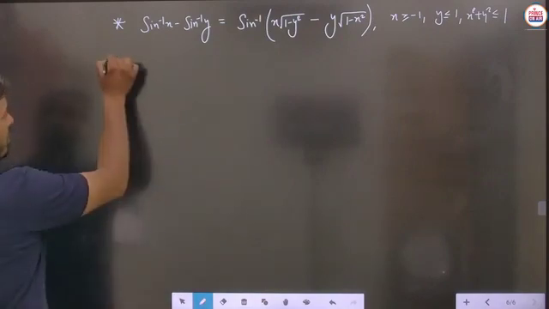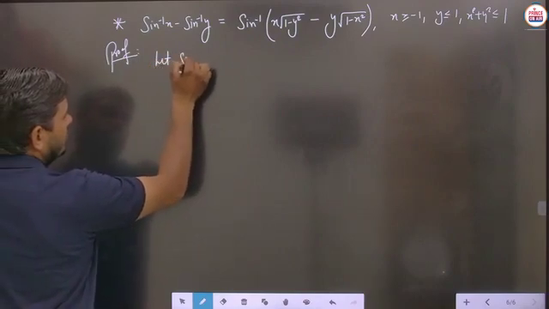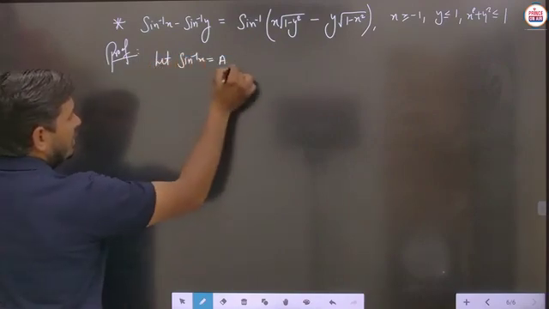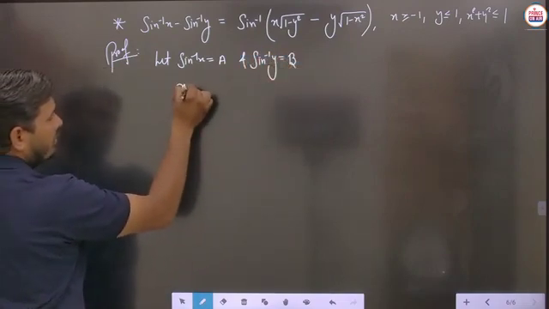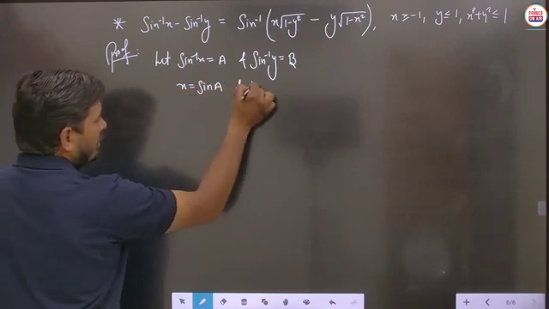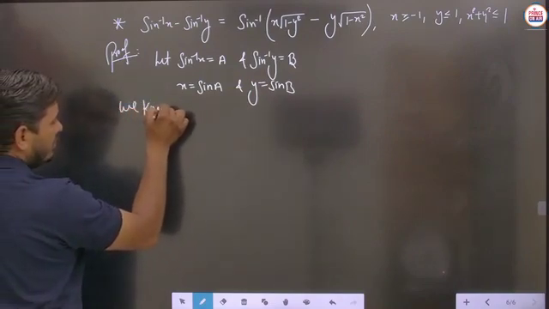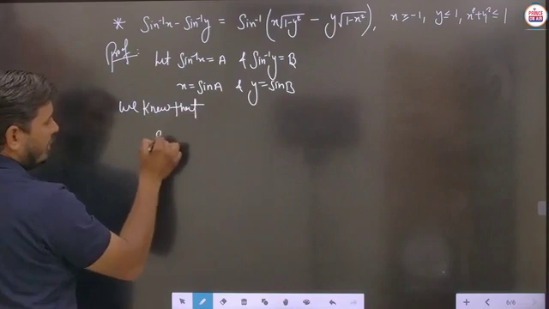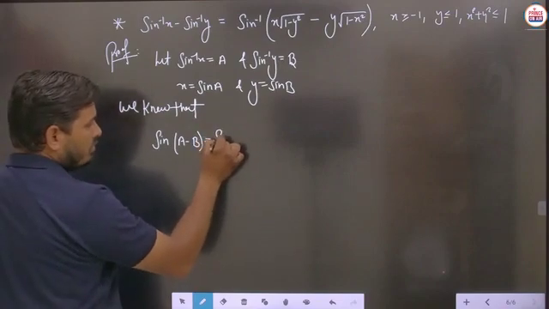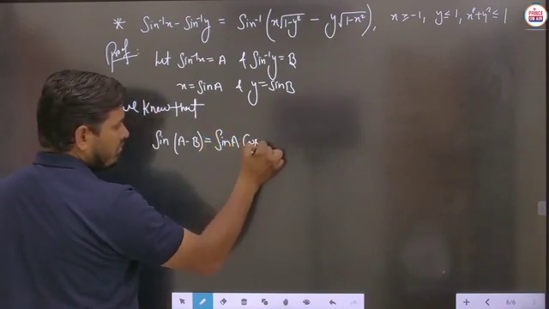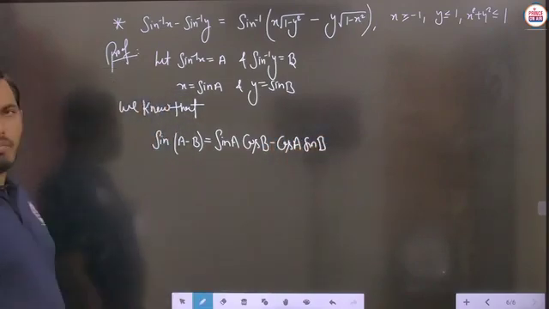Now, how is the proof of this property obtained? For this part, let sin inverse of x be A and sin inverse of y be B. Then x will be sin A, and y will be sin B. Now we know the formula of sin of A minus B, which is written as sin A cos B minus cos A sin B.